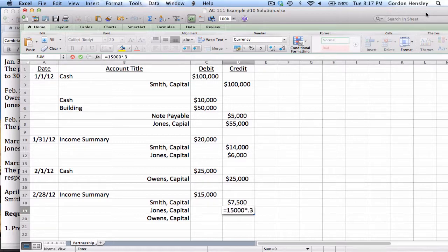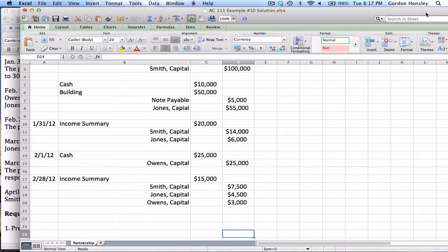The 30% that Jones gets is worth $4,500. And so that leaves simply the final $3,000, which will go to Owens. So it's based upon that split, and that split is stipulated in the partnership agreement.